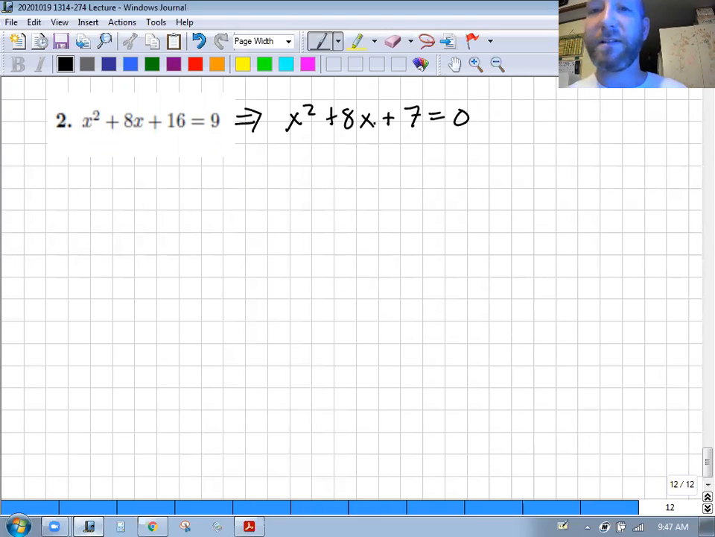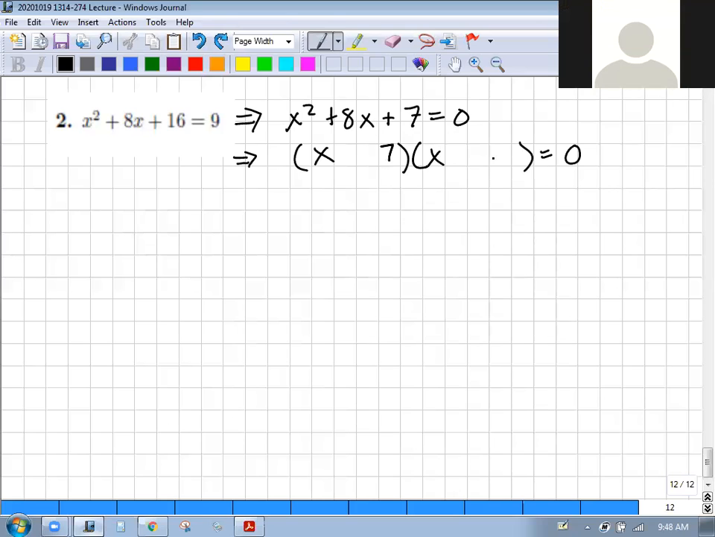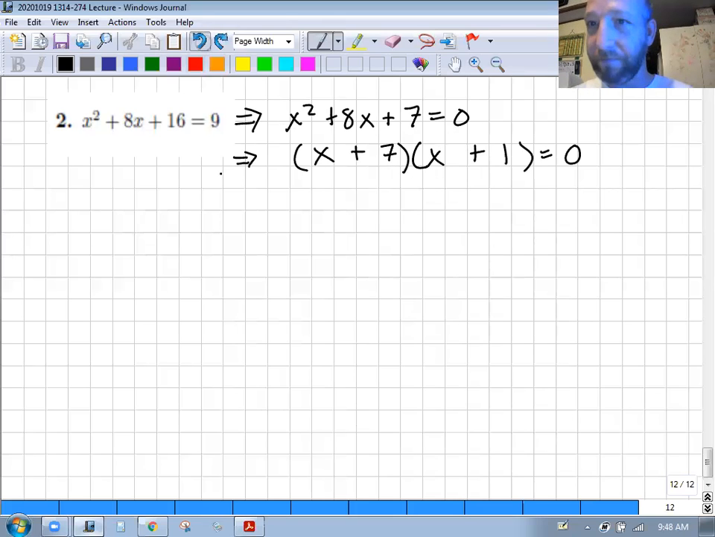So now we need to factor this thing, right? So it's not the difference of two squares. Can't use that trick. So this one we can just eyeball, right? We know we need an x and an x to give us our x squared. To figure out what numbers to put here, we need two numbers that multiply to give us 7 and add to give us 8. So luckily a 7 and a 1 work out, right? That gives us our 7. We'll get a 7x and a 1x, add to give us our 8x.